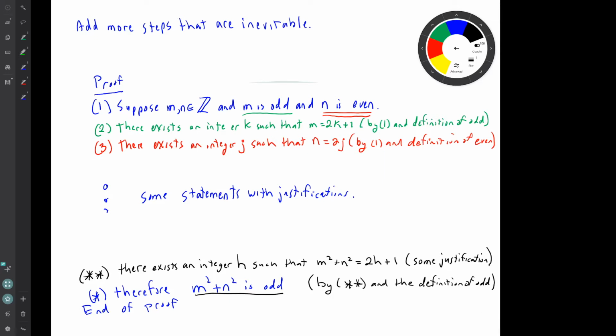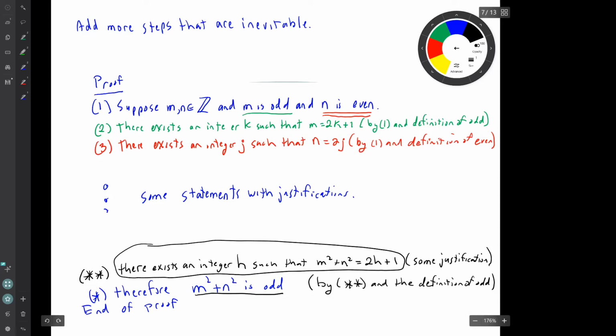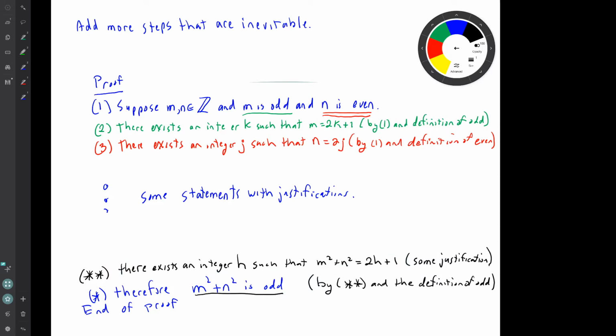So we see that the second to the last line is going to have to be this black statement, because that's what it really means to say that m squared plus n squared is odd. So the only way to get to the last statement of the proof, the blue statement, is to have it preceded by that other statement. And when we do finally get to the last statement of the proof, we know how it's going to be justified.